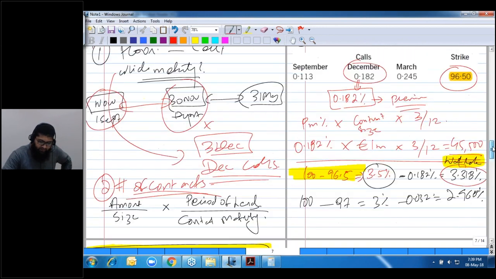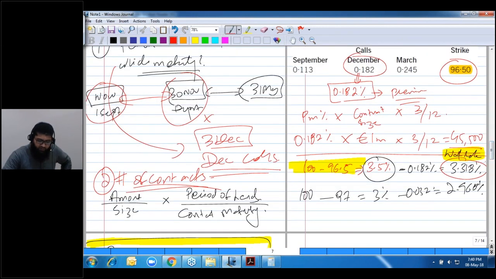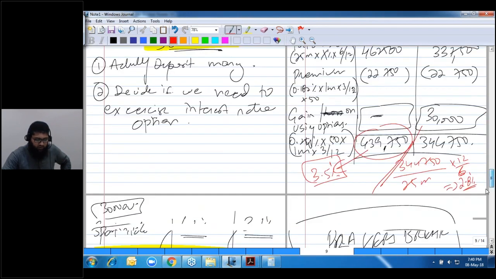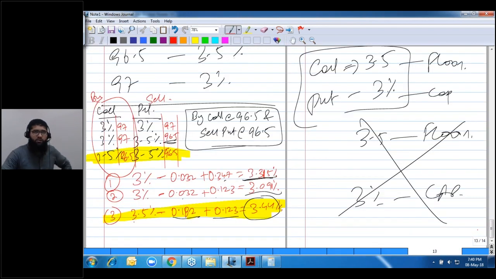Even the net rate that we achieved here was 3.318%, which was lower than the interest rate collar. So the interest rate collar is an advisable choice here. So what is an advisable choice in this scenario? It's the interest rate collars.